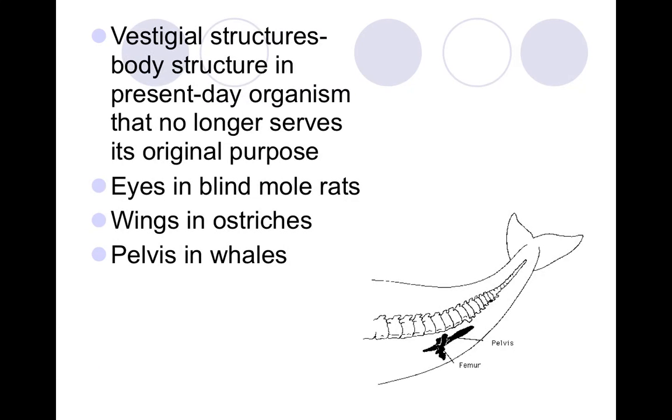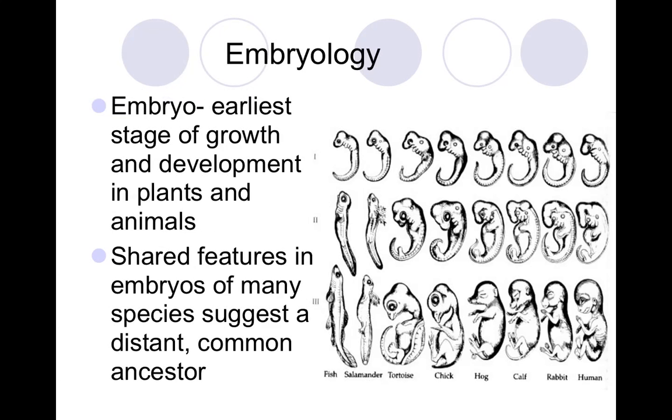Vestigial structures are body structures in organisms that live today that no longer serve an original purpose. You need to know this for the test. You need to know some examples of this. Appendix is one in humans, eyes in blind mole rats, wings in ostriches, pelvises in whales. So this suggests that at one point your whale had a pelvis, just like that organism that we saw in that video that was 50 million years ago.